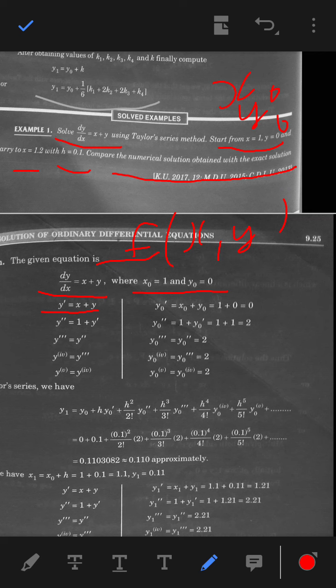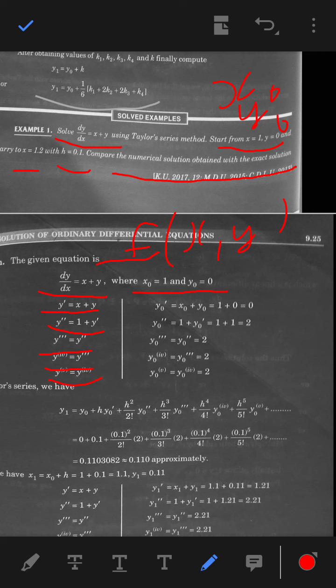Now again differentiating this expression on both sides with respect to x, we get y'' = 1 + y'. Again differentiating, y''' will be equal to y'', and y'''' will be y''', and so on. So we calculate it up to order 5.